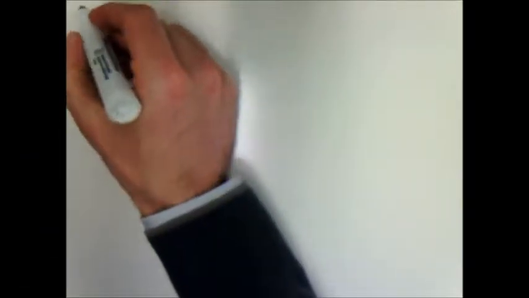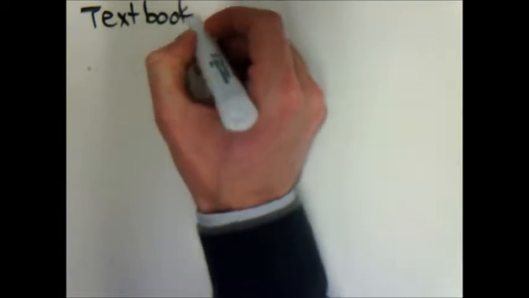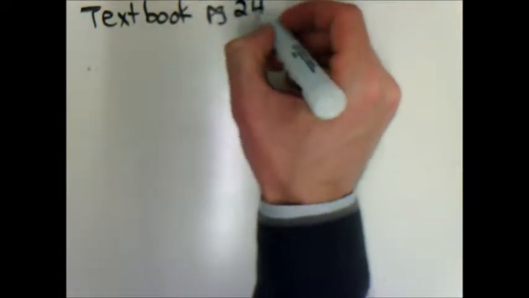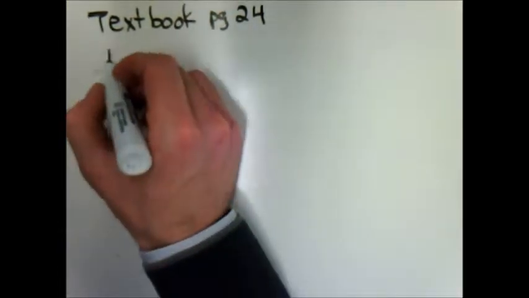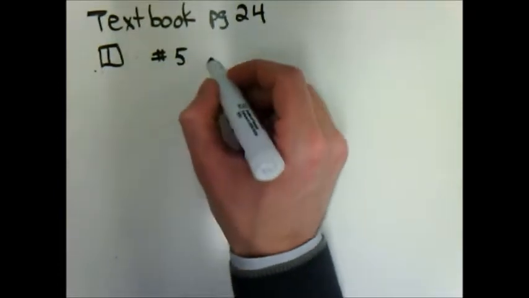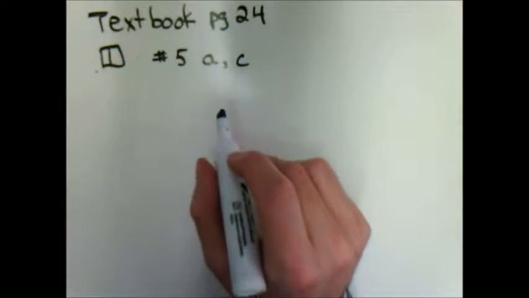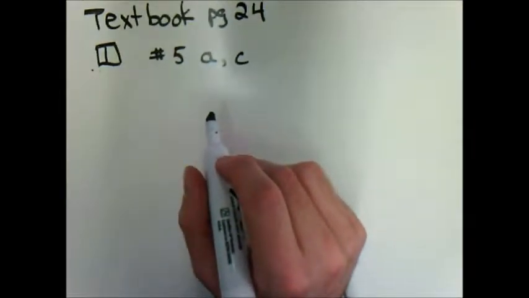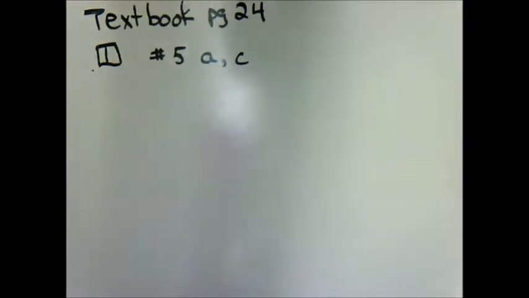So in the textbook, page 24, you'll find investigation 1.4. In part 1, try number 5, A and C. It says write 3 equations that are equivalent to each of the following equations.